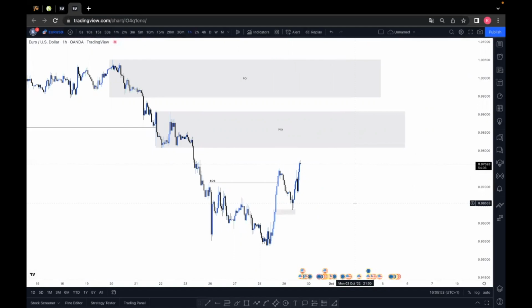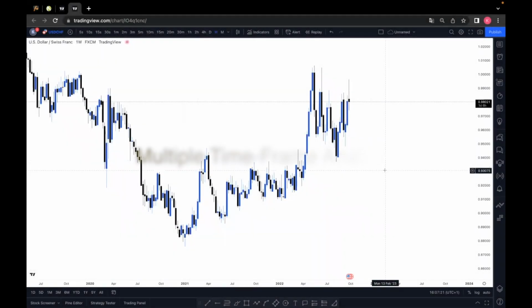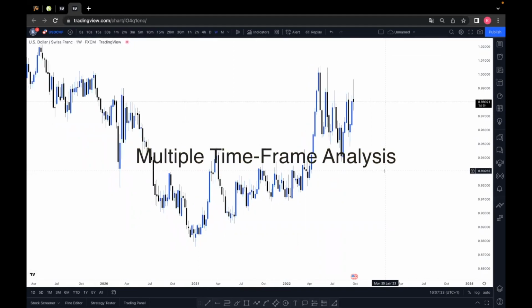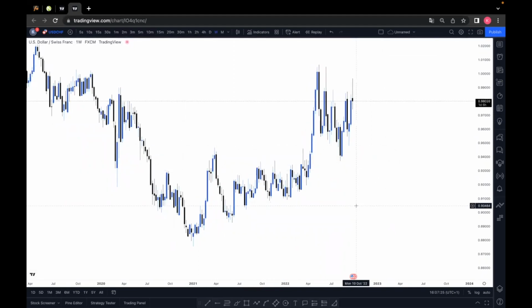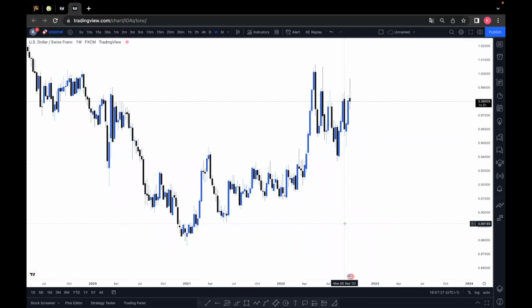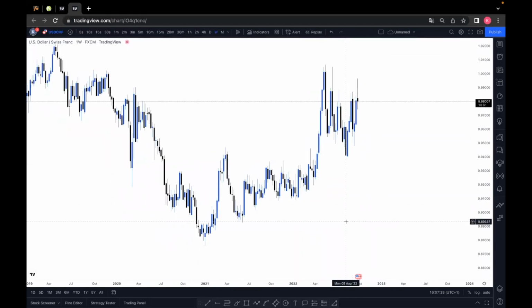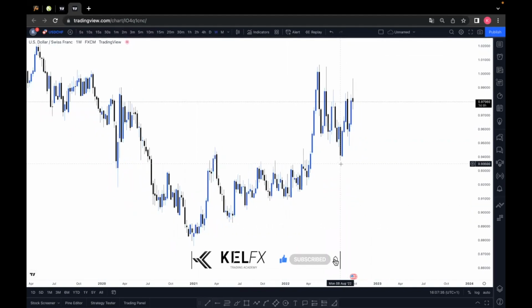Now let's get into another part of the video, which I just want to touch on: the multiple time frame analysis. So when it comes to multiple time frame analysis, right? As a continuation of the high time frame directional bias, it's very important to understand, as I was saying before, the swing structure and internal structure.